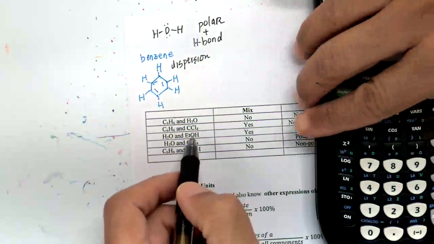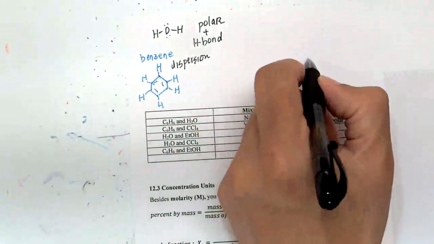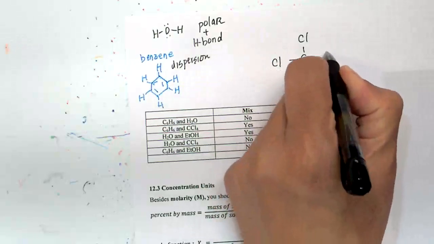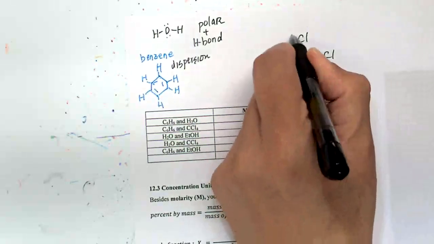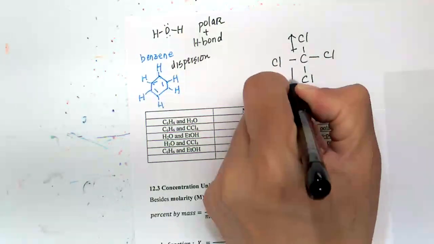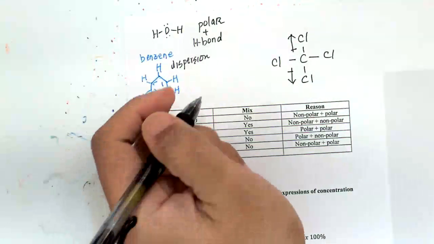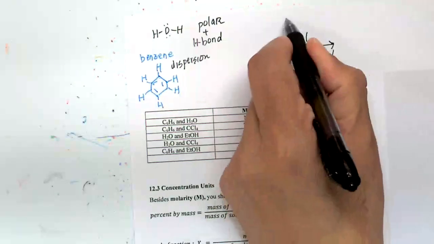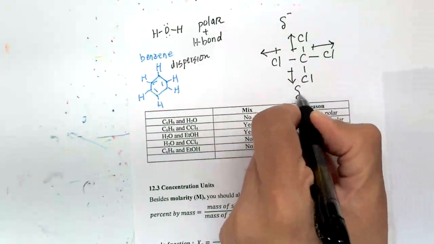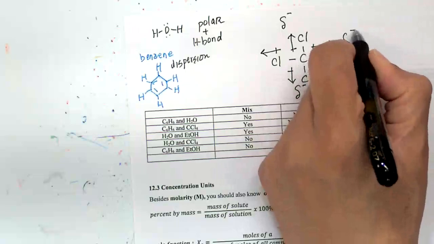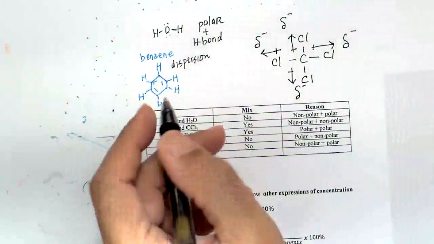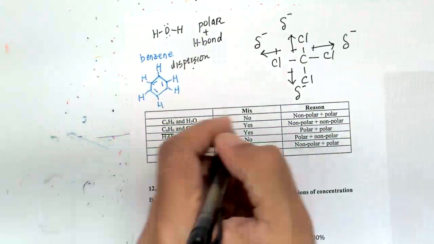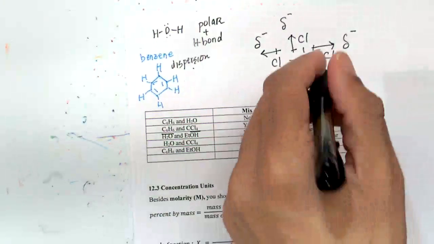All right, let's go ahead. How about benzene and CCl4? This is carbon tetrachloride. What do you think about that? Even though the chlorines are electronegative, they pull on each other. So yes, nonpolar, dispersion, very good. And what is C6H6? Dispersion, so they should mix.